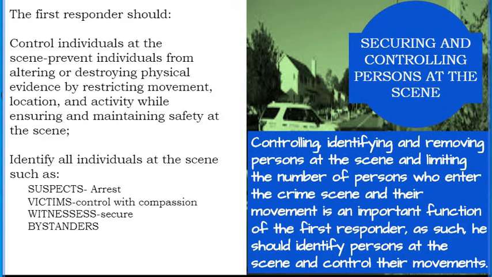Okay, the first responder should, anong gagawin niya? So, securing and controlling the persons at the scene. Controlling or identifying and removing persons at the scene and limiting the number of persons who can enter the crime scene and their movement is an important function of the first responder. Kasi anong unang gagawin niya? Secure the crime scene. So, therefore, hindi lahat pwedeng pumasok dun sa crime scene. He should identify the persons at the scene and control their movements. Control individuals at the scene, prevent individuals from altering or destroying physical evidence by restricting movement, location, and activity while ensuring and maintaining safety at the scene.